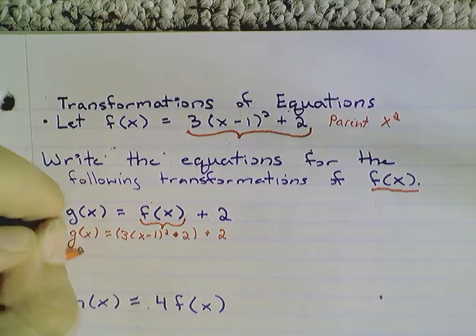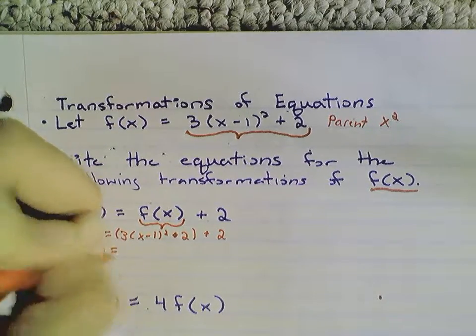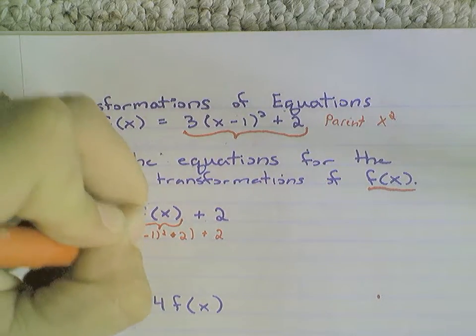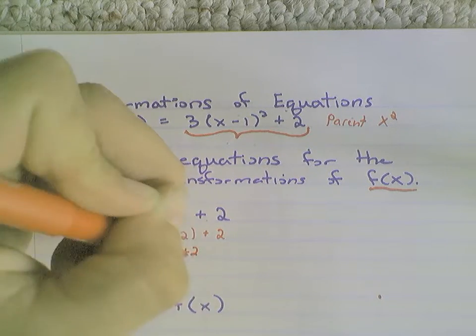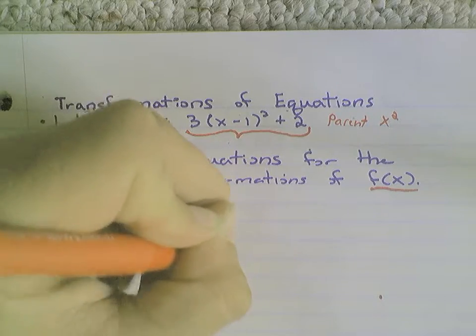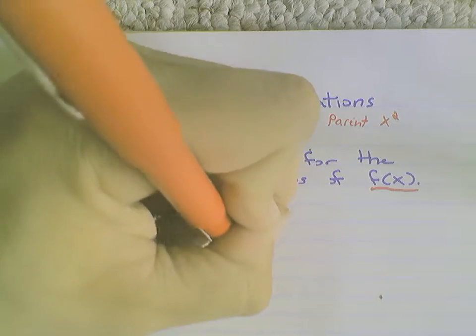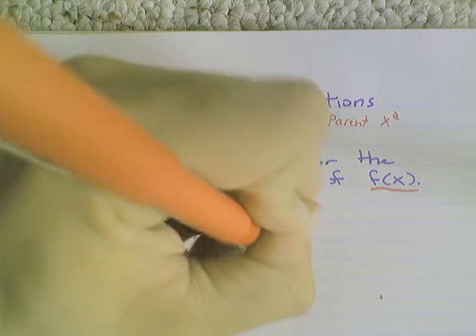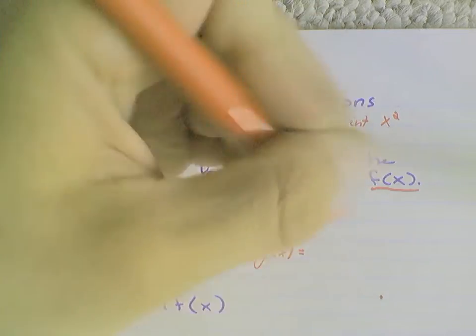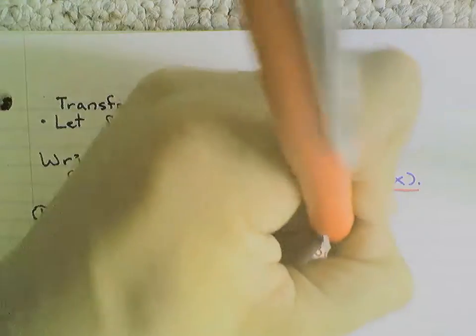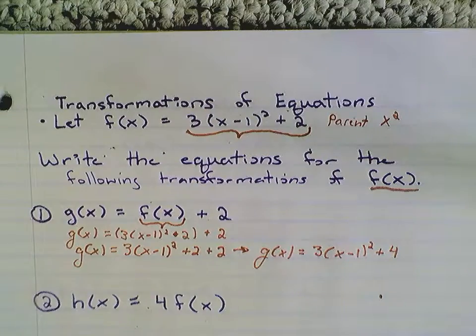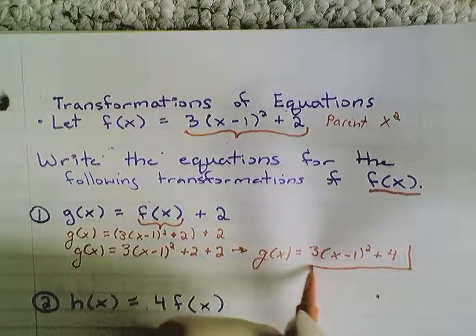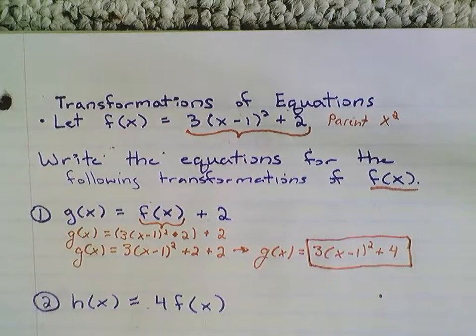So now this is really just g of x equals 3 times x minus 1 squared plus 2, and then I just have to add 2 to that. Well, if I go ahead and do that, I'm going to get g of x equals 3 times x minus 1 squared plus 4. So this would be the transformation of f of x up 2.